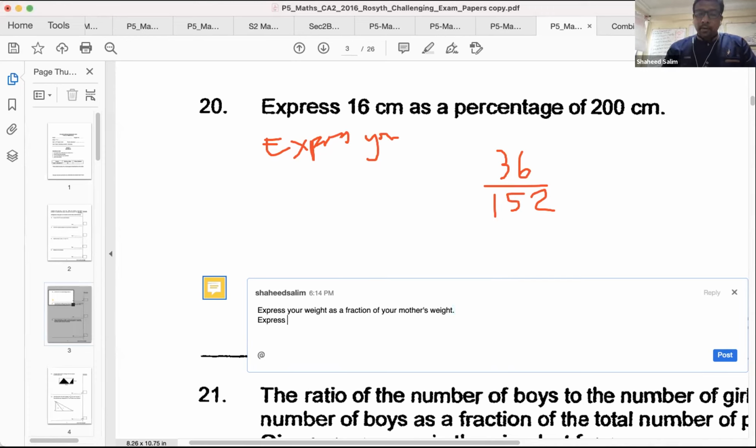Express 20 grams as a fraction of, let's say, 50 grams. How to write? You all know how to write? You tell me how to write. 20 over 50. But this is not the final answer, you know. You can cancel the 0, then it becomes 2 over 5. Okay? 2 over 5.